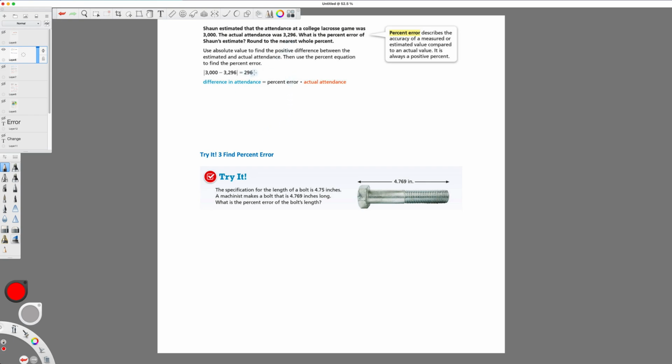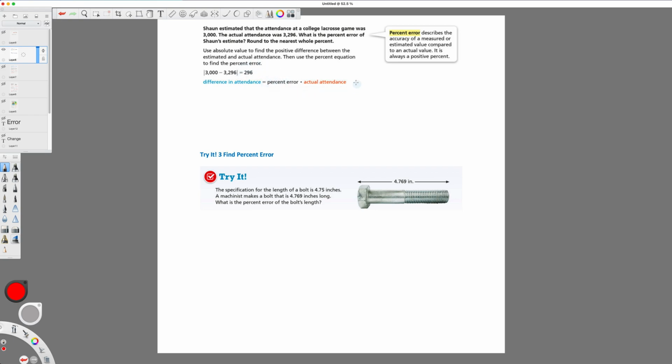So he was off by 296. But how big of an error is that? If you were off by 296 out of millions, that's really good. If you're off 296 out of 300, that was absolutely terrible. So to get a feel for how big of an error his estimate had, I need to compare this offness, this difference, to what the actual attendance was, not his guess. I don't want to compare how off his guess was to his guess. I want to compare it to the truest number that we have, which is the actual attendance.